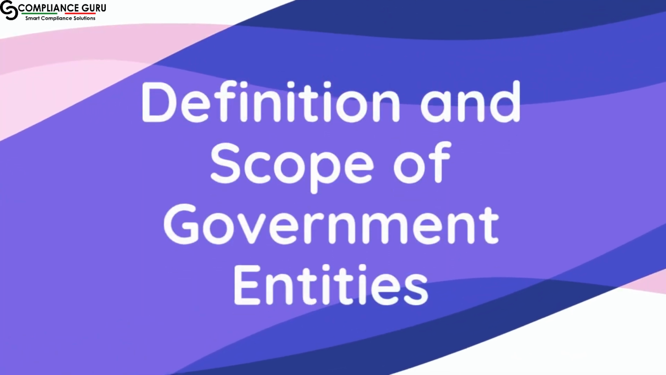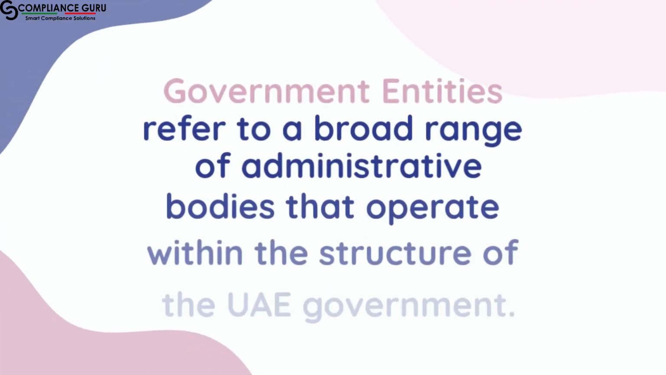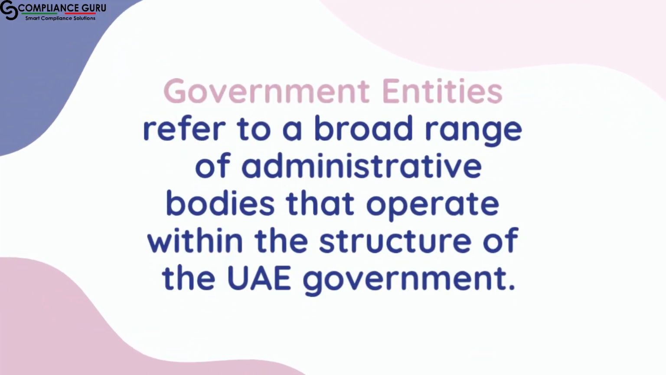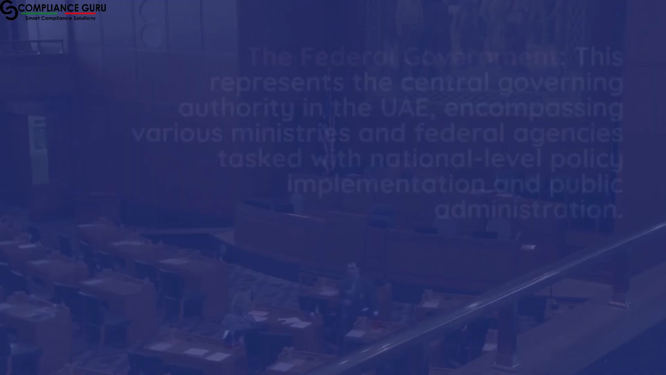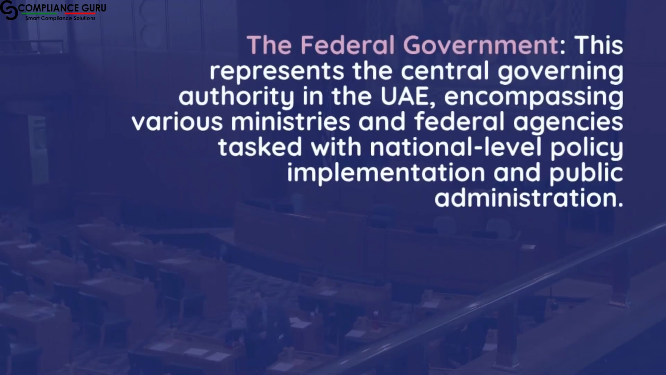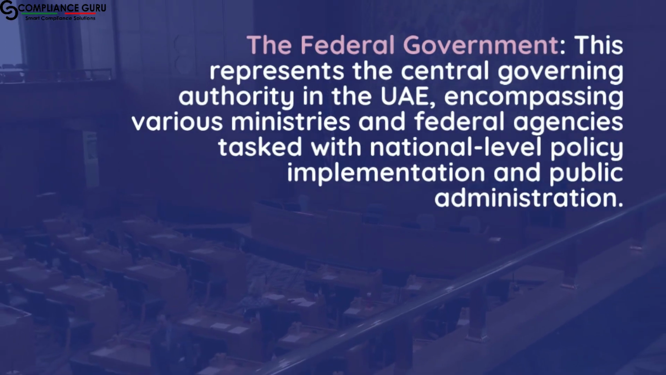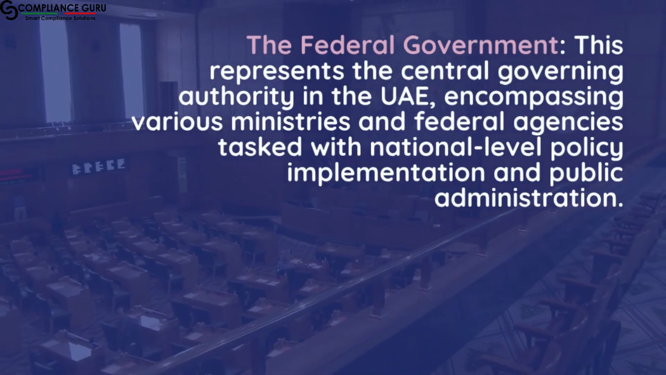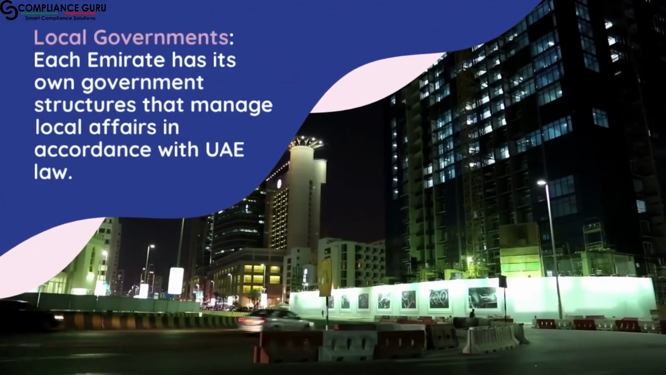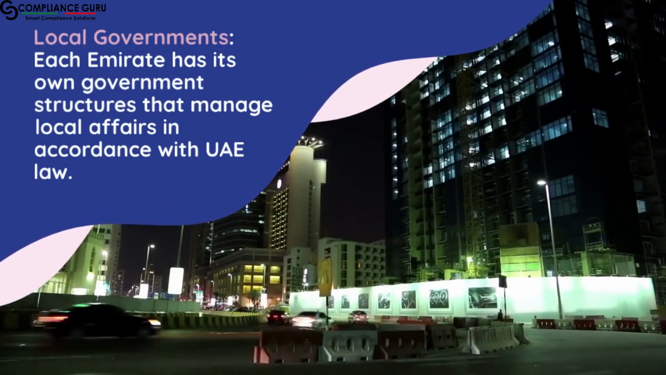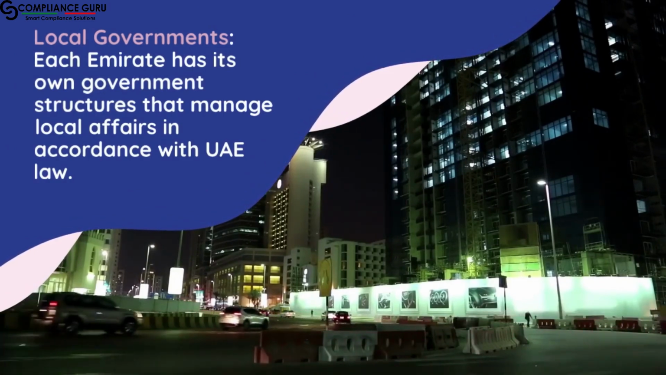Definition and scope of government entities. Government entities refer to a broad range of administrative bodies that operate within the structure of the UAE government. This category includes the federal government. This represents the central governing authority in the UAE, encompassing various ministries and federal agencies tasked with national-level policy implementation and public administration. Local governments. Each emirate has its own government structures that manage local affairs in accordance with UAE law.